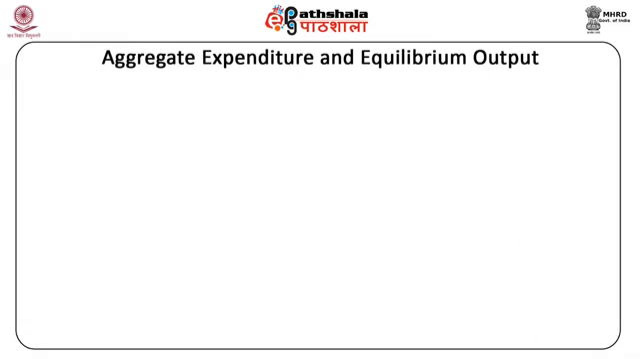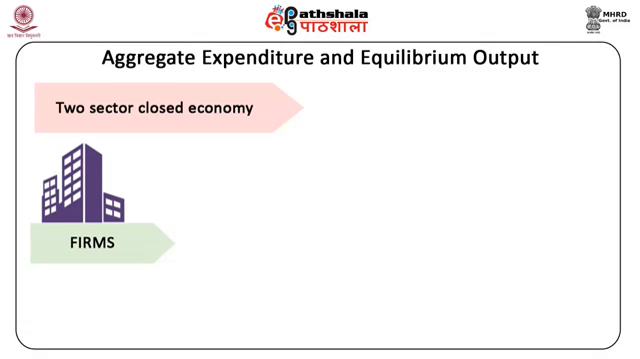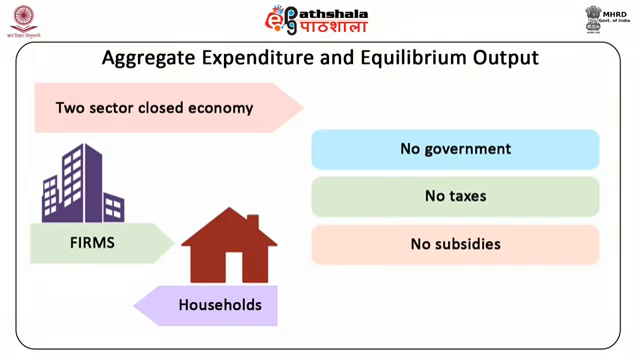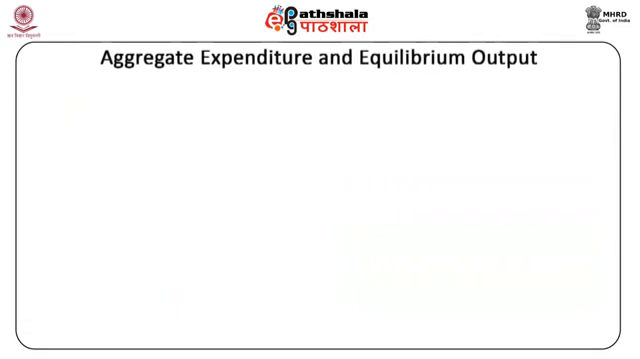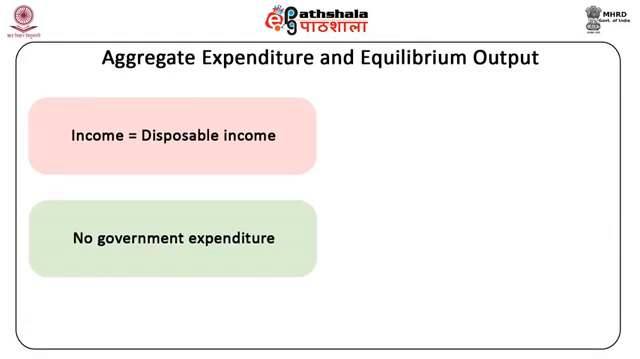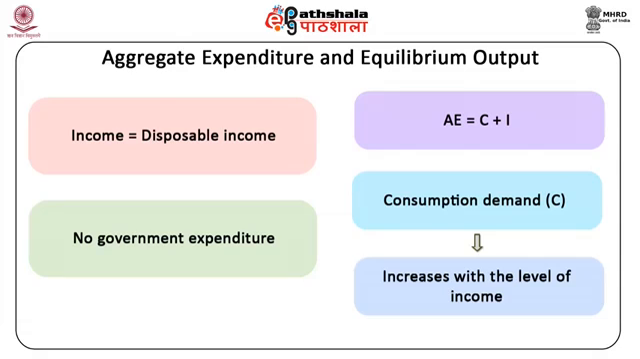Let us now understand aggregate expenditure and equilibrium output. In a two-sector closed economy containing only firms and households, there is no government and therefore no taxes or subsidies. It is further assumed that firms do not retain any part of their economic profit. Under these conditions, income and disposable income will be identical. There will be no government expenditure either. Under these circumstances, aggregate demand equals C + I, where C is the consumption demand, which increases with the level of income.